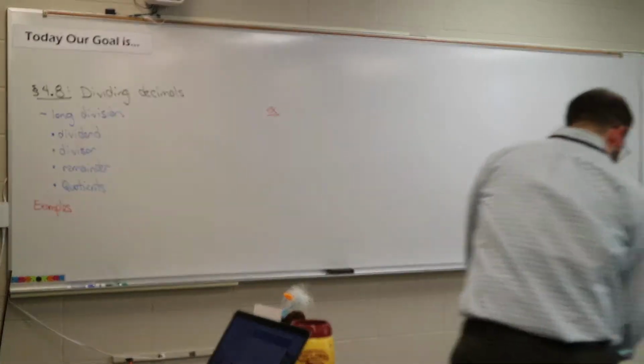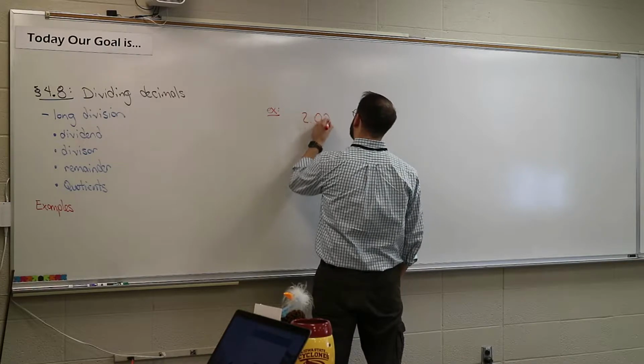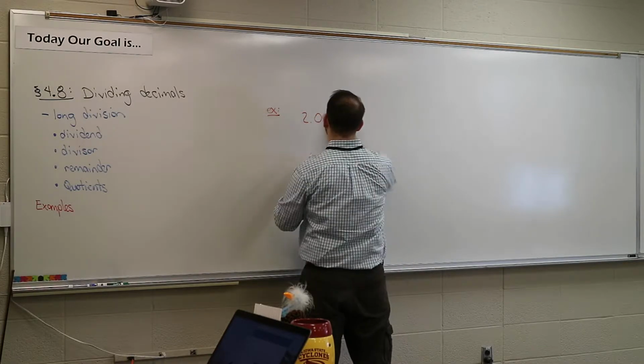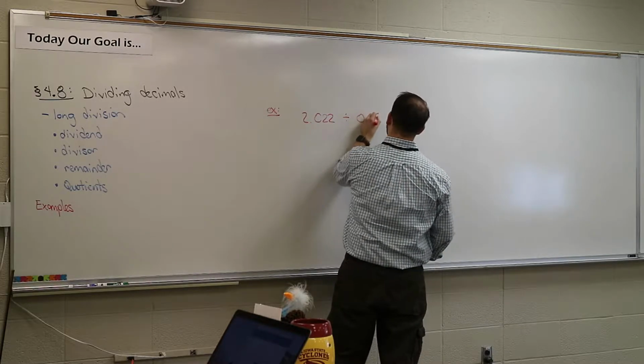So we have 2.022, and we're going to divide by 0.06.